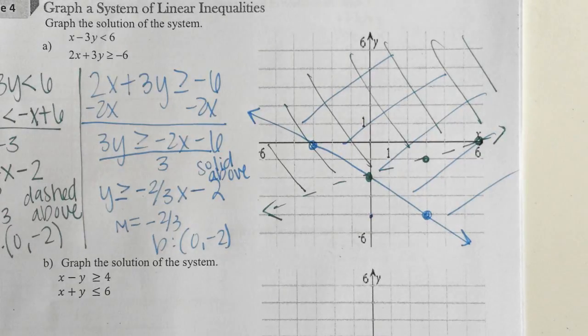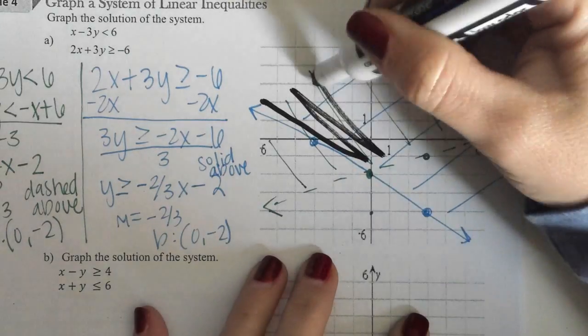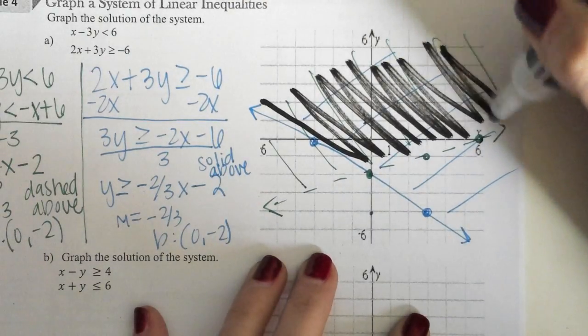Wherever they cross, okay? So this part right here cannot be our solution, because as you can see, both colors are not in this portion. It's just this portion right here, what's above both of the lines. So I want you to color that in darker than the rest of it so I can see where your solution is. So your solution is this shaded area.